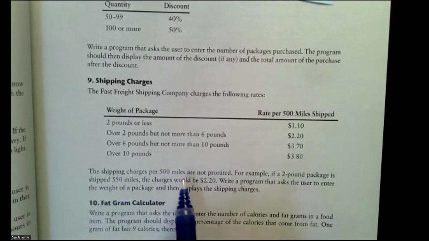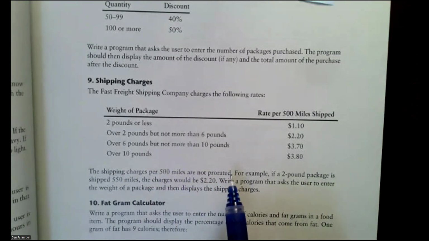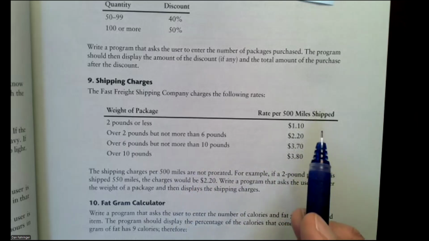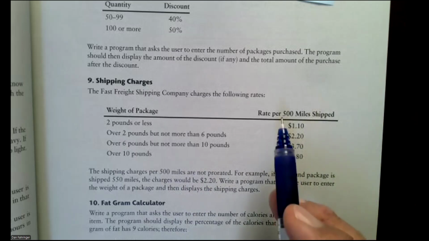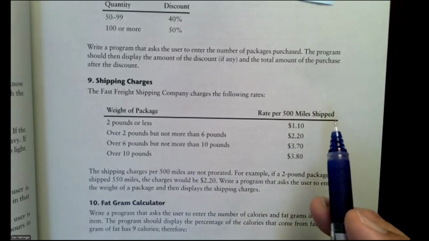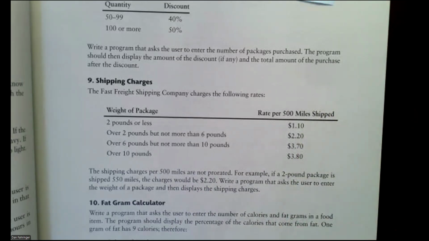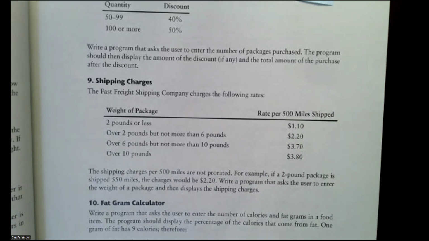Okay. It looks like the shipping charges per 500 miles are not prorated. For example, if a 2-pound package is shipped 550 miles, the charge is $2.20. So every 500 miles, it becomes this. Wait. I'm going to need some test data. I need to figure this out.